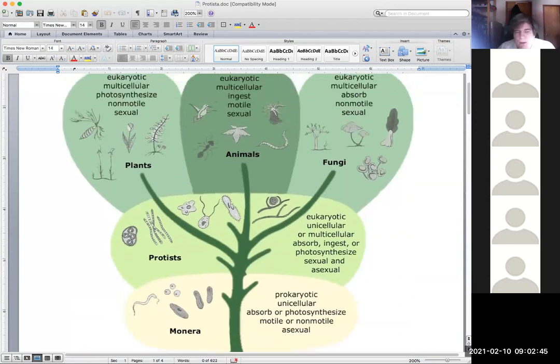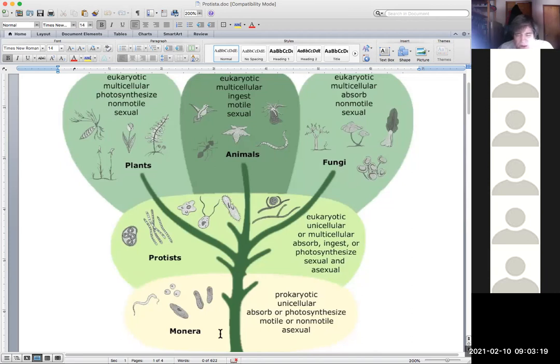So this is a very simple cladogram of living organisms. Remember, a cladogram shows which organisms are related to which other organisms. The more recently that groups branch apart, the more closely related they are. If we look down at the base of this cladogram, we see a group called Monera. And Monera is a name that was sometimes used for all the prokaryotic organisms. So this is the domain bacteria and the domain archaea combined.